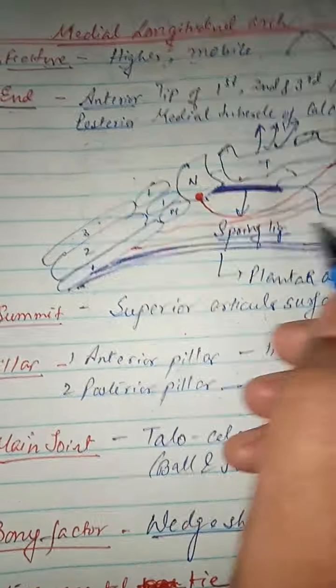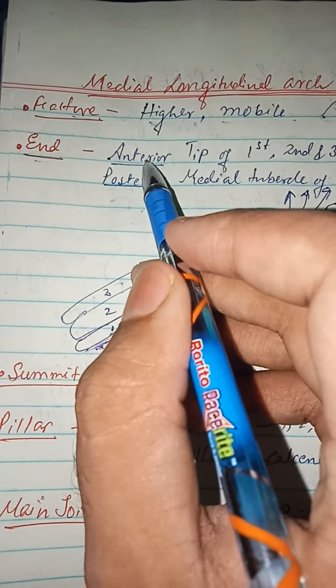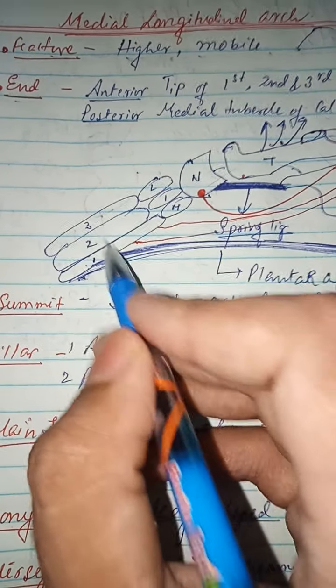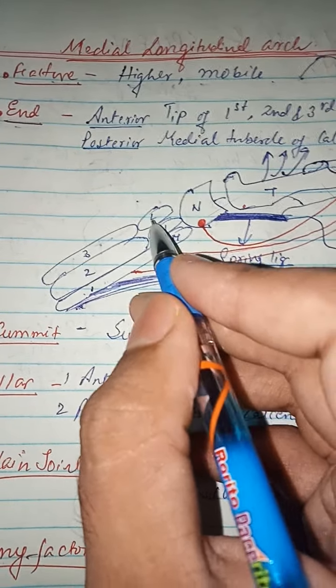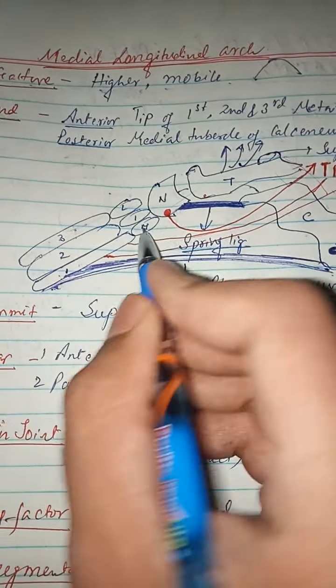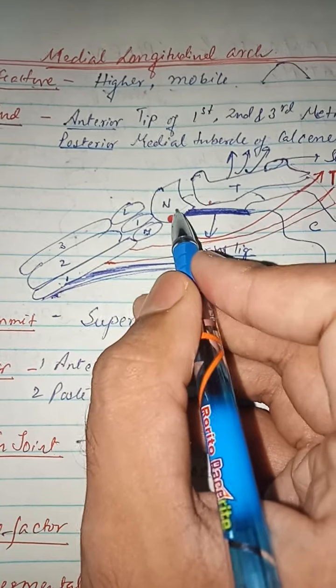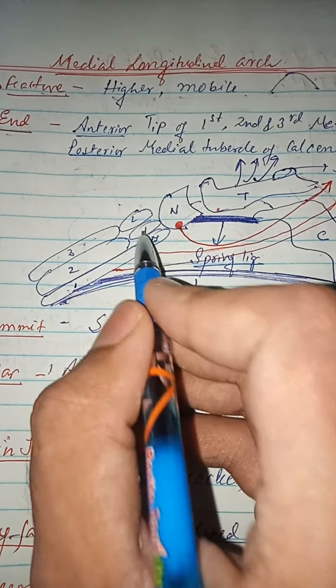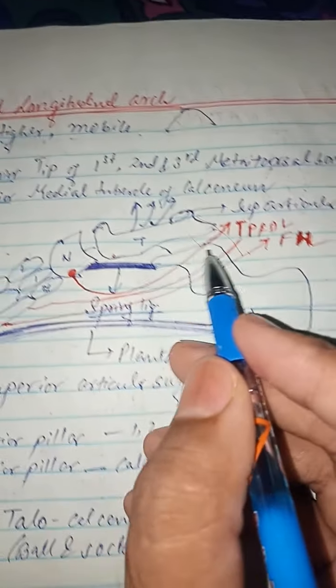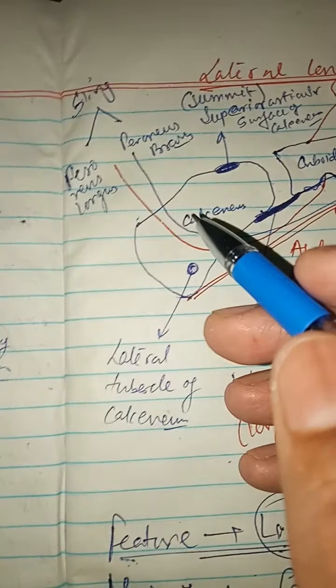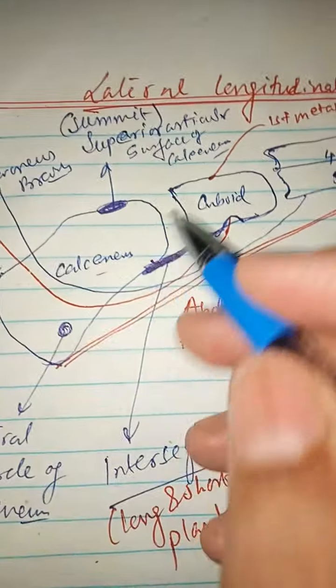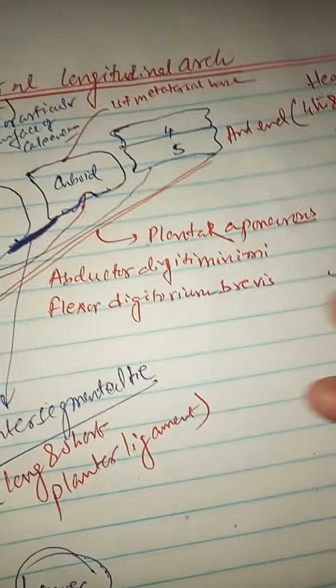In the medial longitudinal arch, there is an anterior end and a posterior end. These are the first, second, third metatarsals. These are the cuneiforms, and this is the navicular. So it is the lateral, intermediate and medial cuneiform. This is the talus bone, this is the calcaneum, from the medial side. From the lateral side there is the calcaneus, cuboid, fifth and fourth metatarsal.